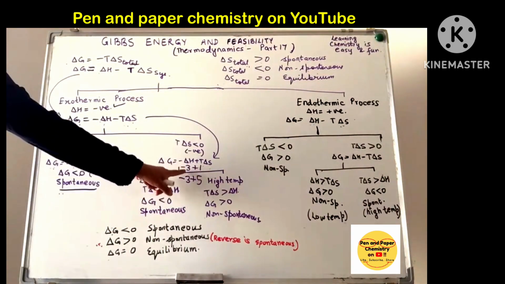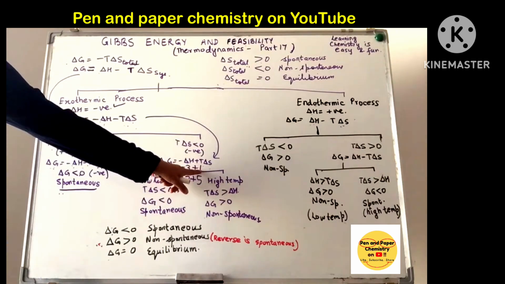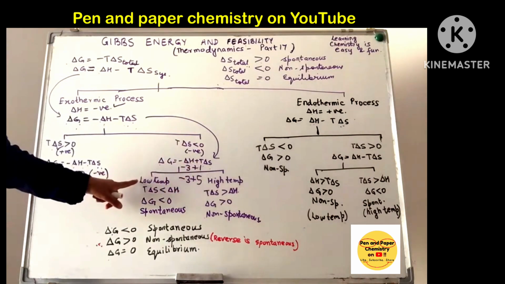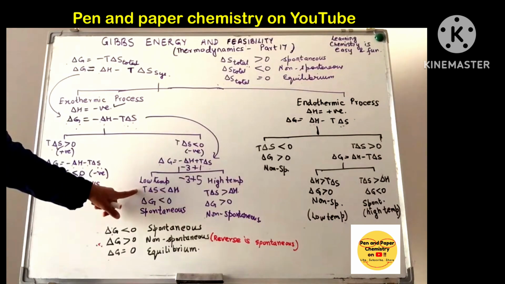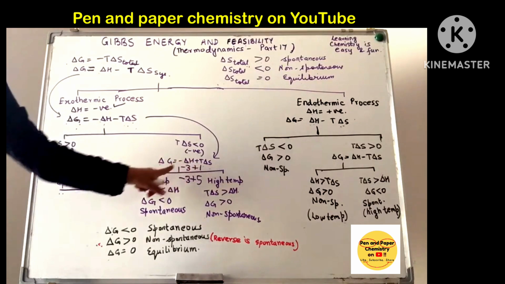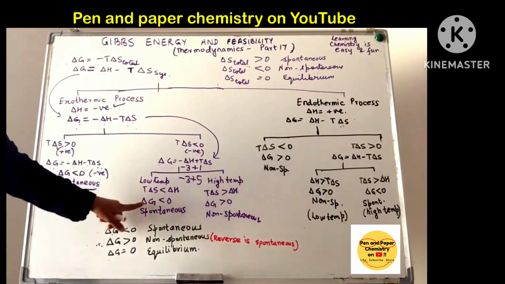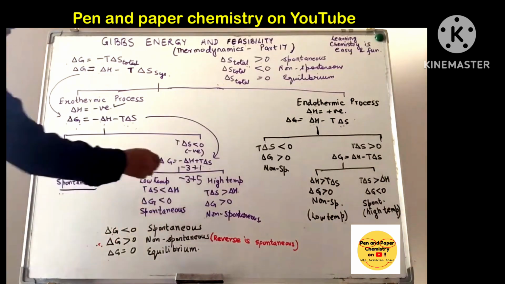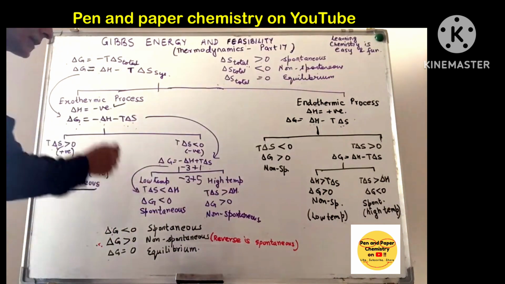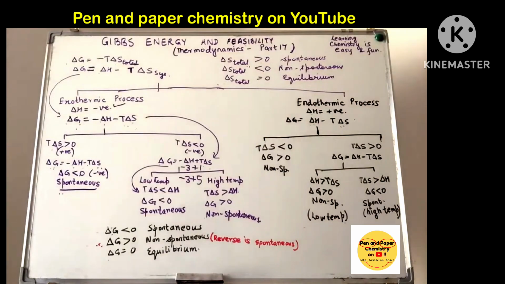Here we have minus 3 plus 1. So that means we're talking about a condition where T delta S is a small value. In other words, we're talking about low temperature. So T delta S is less than delta H in terms of numerical value. So my delta G becomes less than 0. The process is spontaneous. Here I'm talking about minus 3 plus 1 as the example.